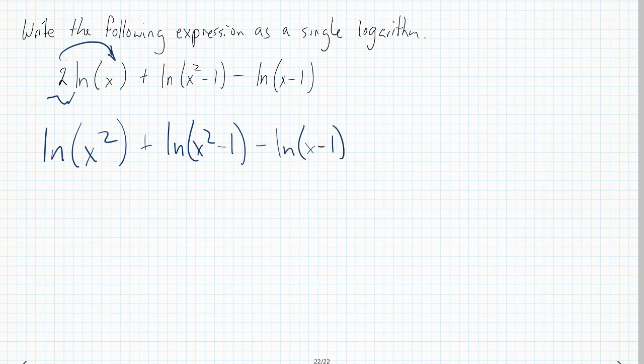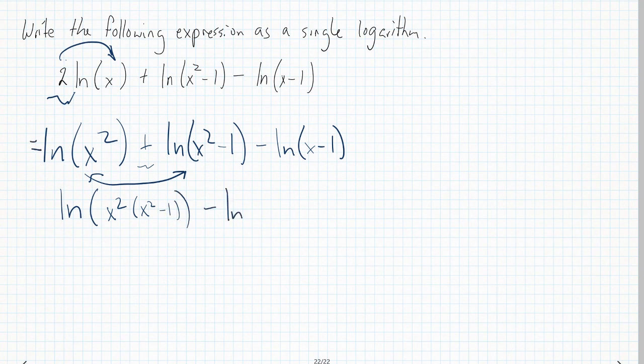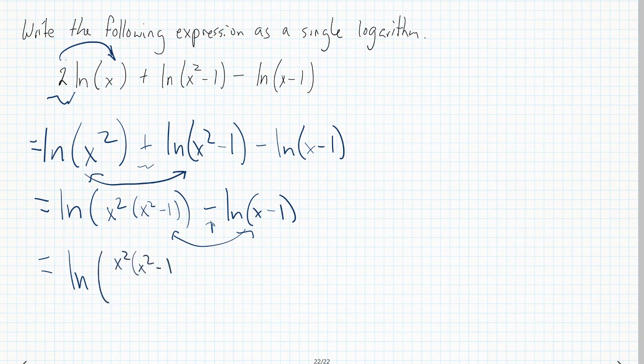Okay, so now you see how this is a plus. The product rule states that we can combine these two into a single logarithm. So you go natural log of x squared times x squared minus 1 minus the natural log of x minus 1. And so this then allows us to combine these two using the quotient rule of logarithms. So you get natural log of x squared times x squared minus 1 all over x minus 1.